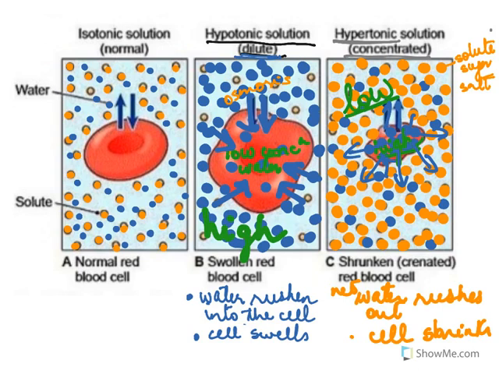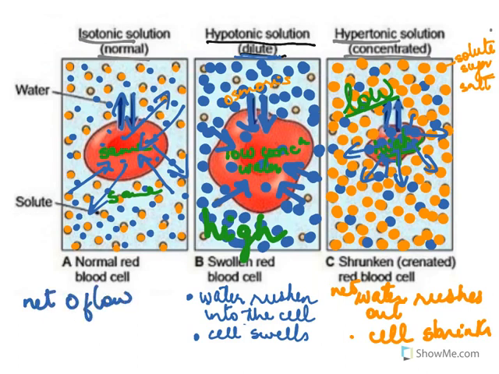And now the third one, called the isotonic or normal solution. In this, the solute and solvent are equal. The concentration of water and solute is almost equal, and inside the cell there is also the same concentration. So the amount of water entering the cell is equal to the amount leaving the cell.